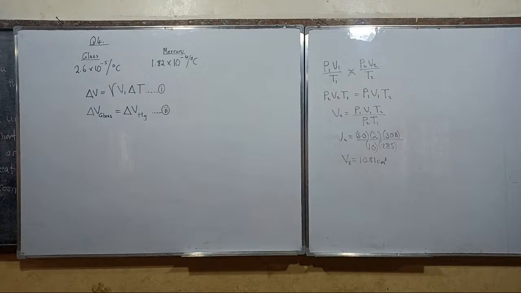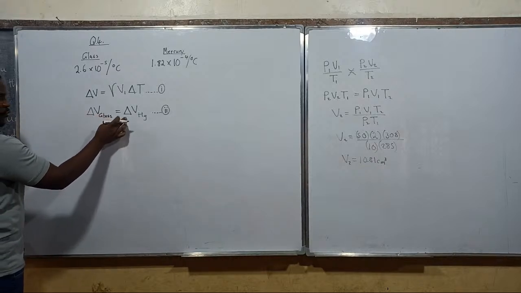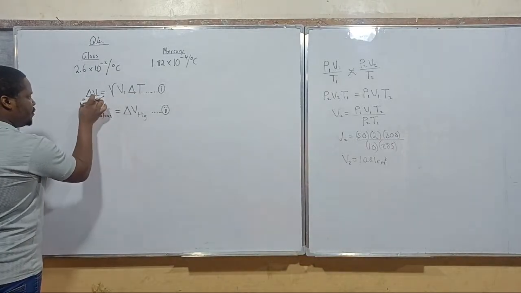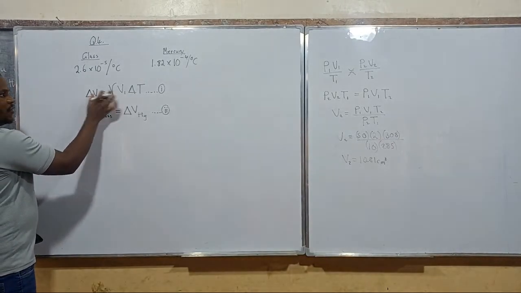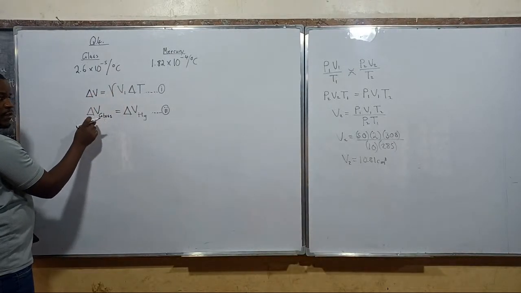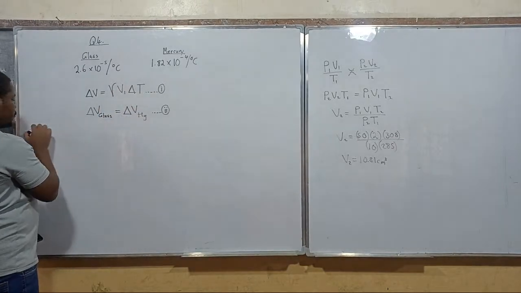Okay, so now let's combine the two. The change in volume of the glass is equal to the change in volume of mercury. So using this expression, remember, this represents the change in volume, just in general. What we want to do is use this to substitute here where there's glass and substitute here where there's mercury. So this is how we're going to work it out.